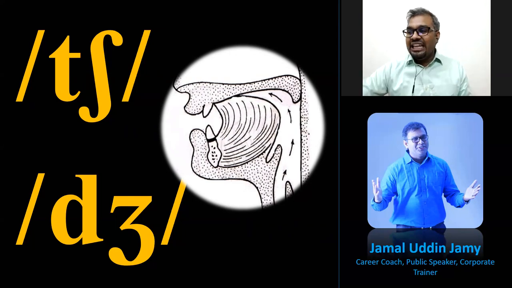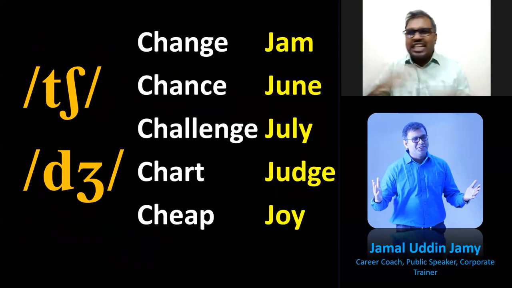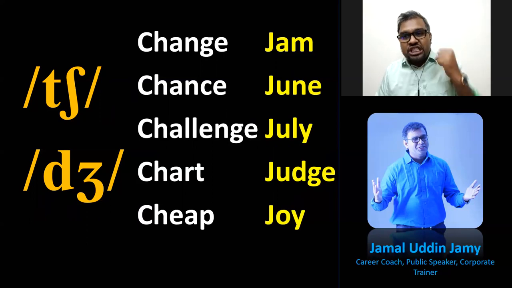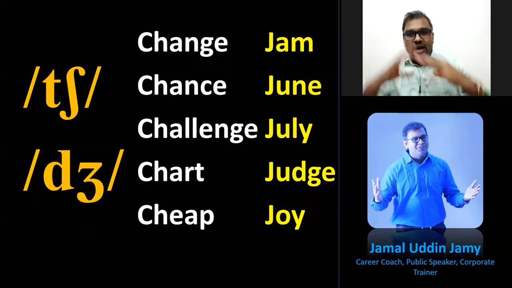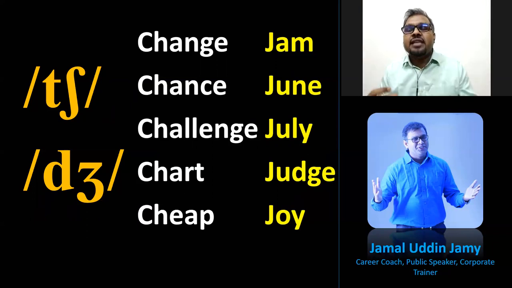Let's practice with some examples, because I am really terrified with the pronunciation of these two letters by my students. They can't pronounce. They say sa, sa, change. No, change. Change, chance, challenge, turn, chip. Ja: jam, June, July, judge, joy. Repeat after me: change, chance, challenge, turn, chip, jam, June, July, judge, joy.